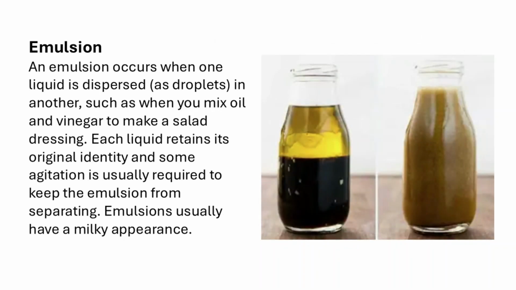The particles do not dissolve in the liquid, and the mixture must be agitated to keep them evenly distributed. Most suspensions will have a cloudy, murky appearance. Emulsion. An emulsion occurs when one liquid is dispersed as droplets in another, such as when you mix oil and vinegar to make a salad dressing. Each liquid retains its original identity, and some agitation is usually required to keep the emulsion from separating. Emulsions usually have a milky appearance.